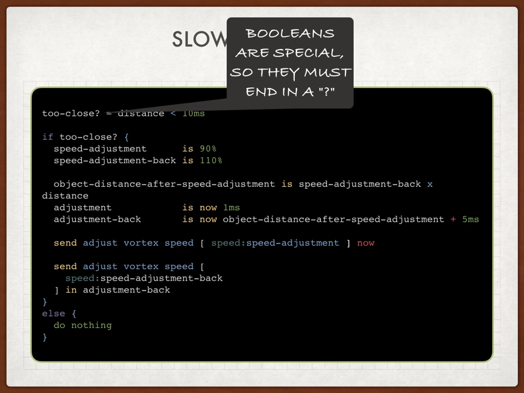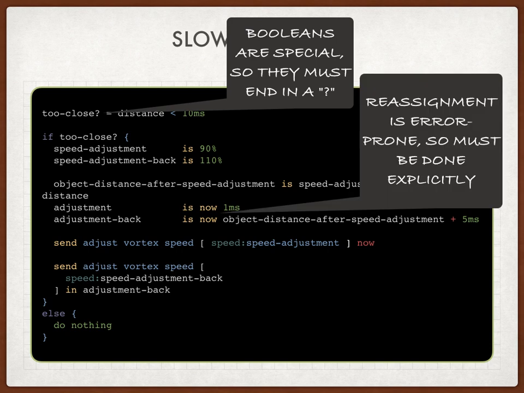And so in timeline, a Boolean variable has to end in a question mark to indicate that it is a Boolean and that it is special. Regular variables can't end in a question mark. Booleans have to end in a question mark. You'll also notice that we're reassigning the value of some variables that had been previously declared, and we're using a different syntax.